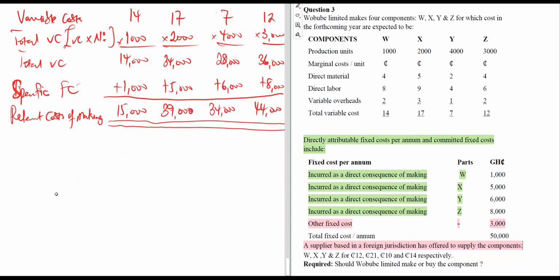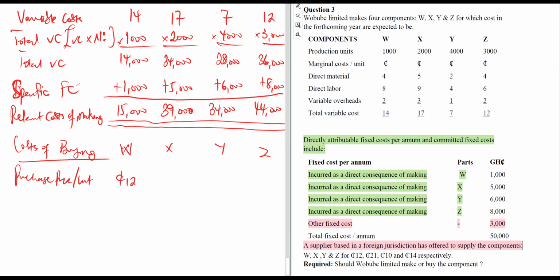What about the cost of buying? So now, assuming we want to buy all, the cost of buying, right? So let's see. What was the purchase price per unit for W, X, Y, and Z? They said this one we can get it at how much? 12 cedis, right? From the supplier. It's 12, 21, 10, and 14.